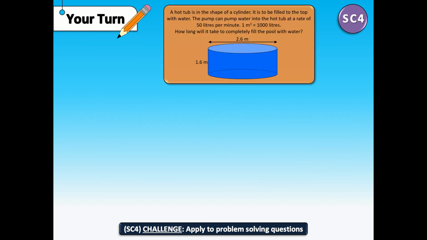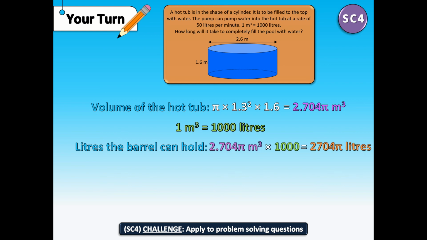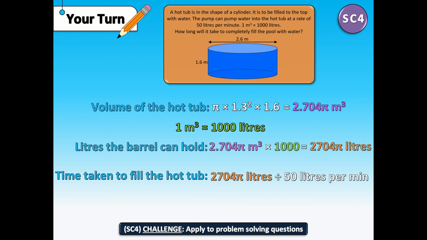For the amber question, work out the volume of the hot tub, then the litres the barrel can hold, so it can hold 2,704 pi litres. Then, to find out the time taken to fill the hot tub, we divide that by 50 litres per minute. So it will take 34 minutes to fill up the hot tub.